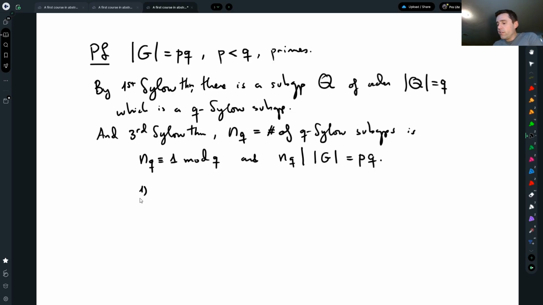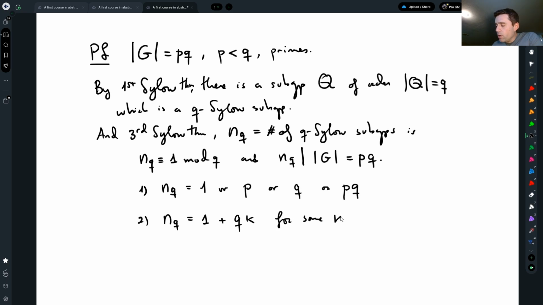One, it has to be a divisor of PQ, but there are very few of those. It has to be 1 or P or Q or PQ. And two, it has to be 1 modulo Q. So NQ is 1 plus Q times K for some integer K. And then you can see right away that Q itself is not 1 modulo Q, so it cannot be Q. PQ is 0 modulo Q, so it cannot be PQ.